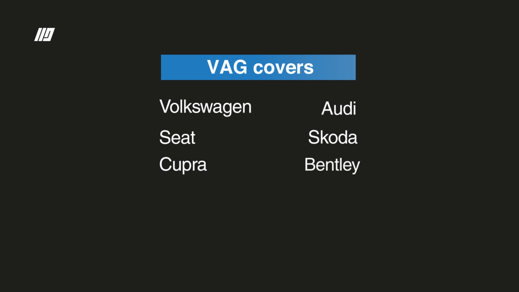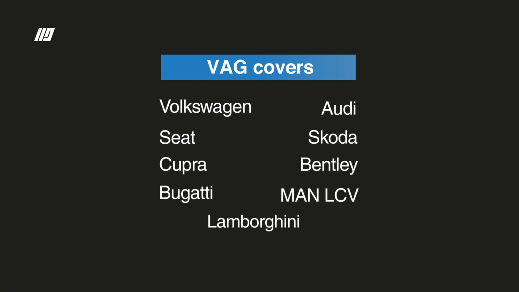So firstly, why Volkswagen Group? VAG Group covers several brands in one go. Volkswagen, Audi, Seat, Skoda, and Cupra. Plus, you've also got the possibility to add on Bentley, Bugatti, MAN, LCV, and Lamborghini. In 2024, Volkswagen covered nearly a quarter of all new registrations in Europe. And in the UK, 1 in 5 cars on the road is from the Volkswagen Group. That is a market you just can't ignore.